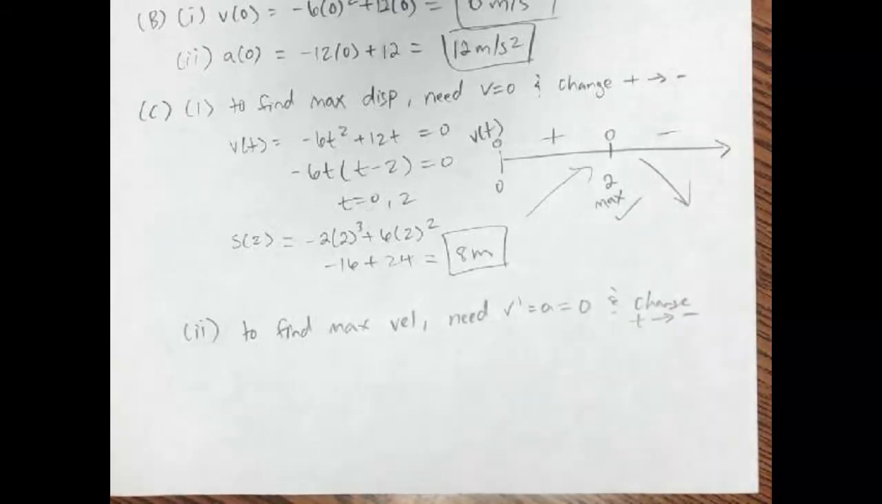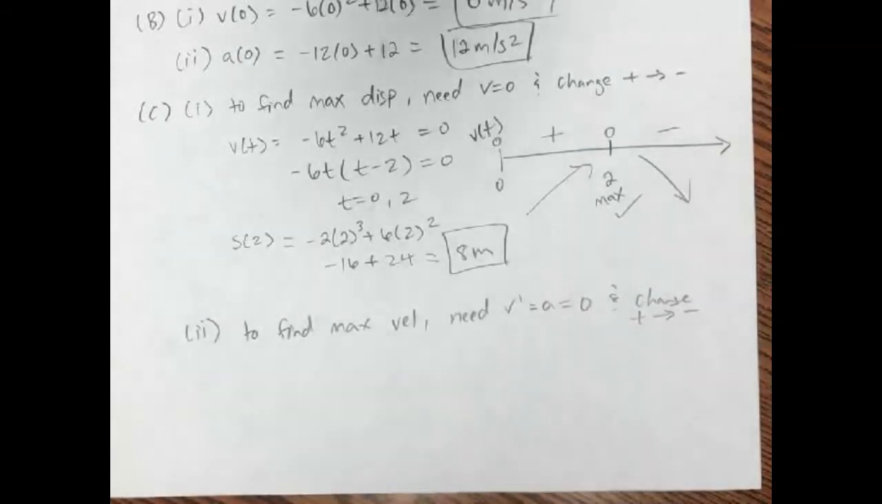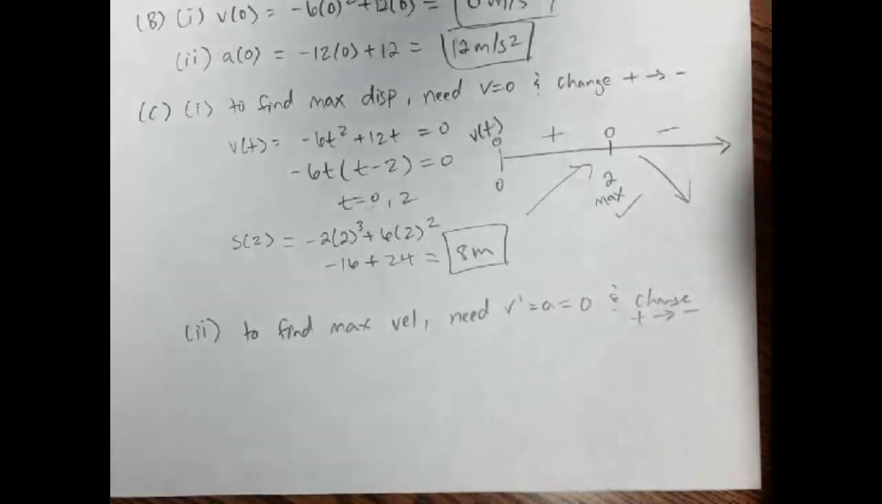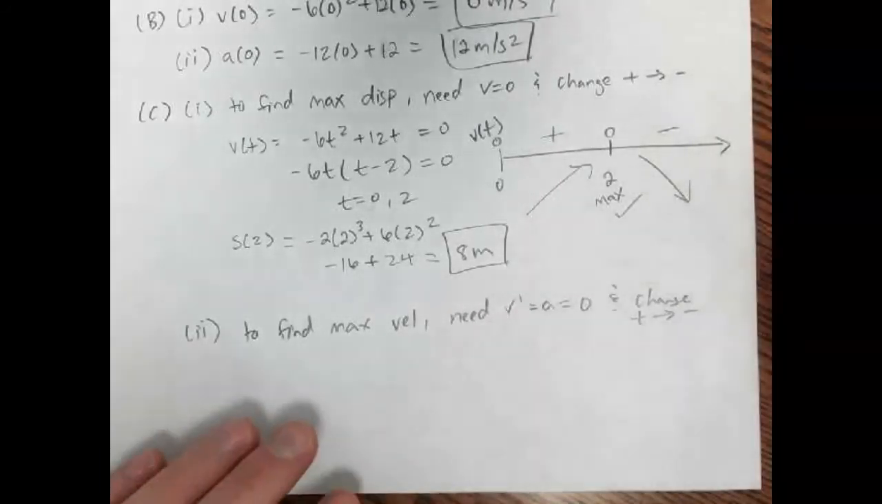So if you're going to find the max position, you would set the velocity equal to 0. And if you were to find the max velocity, you would set the acceleration equal to 0. Or if you're trying to find the max acceleration, you would take the derivative of the acceleration, which is called the jerk, set it equal to 0, and then do your sign chart. Specifically, you'd have to confirm that it changes in the correct order. But anytime you're trying to find a max or min, you always take a derivative of that thing, set it equal to 0, and then do your sign chart work.